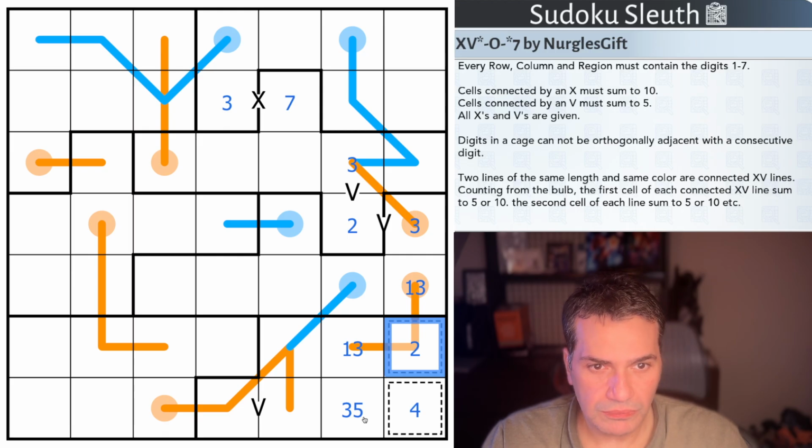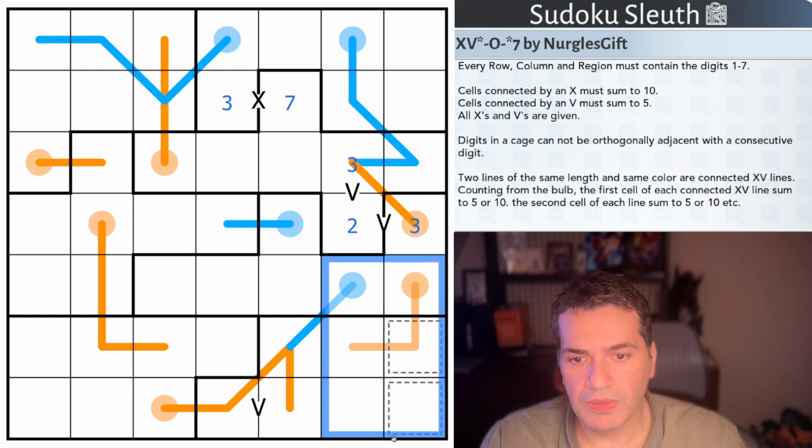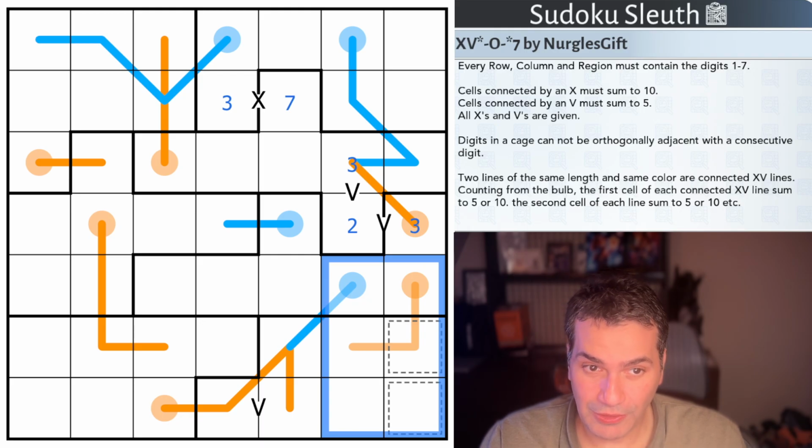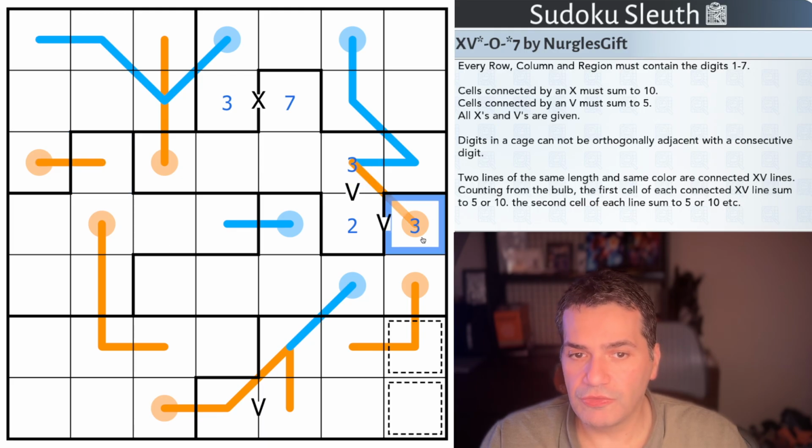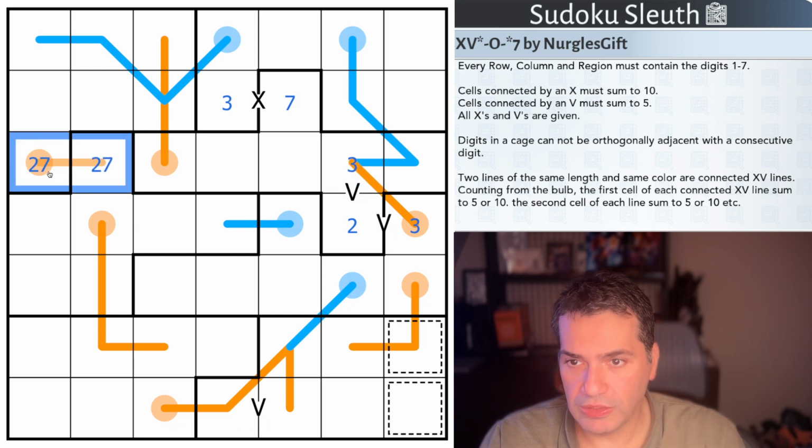Okay. And then, of course, we've got the X lines. So, counting from the bulb, two lines of the same length and same color are connected XV lines. Counting from the bulb, the first cell of each connected XV line must sum up to 5 or 10. Notice this is not just 10. This is called an XV line, not an X line. The second cell of each line must sum up to 5 or 10, etc. So here's a 2-cell orange, and therefore it's paired up with this 2-cell orange. The fact that this is 3 and this is 3 means that these two cells have to be 2 or 7, so that they would add up to 5 or 10.